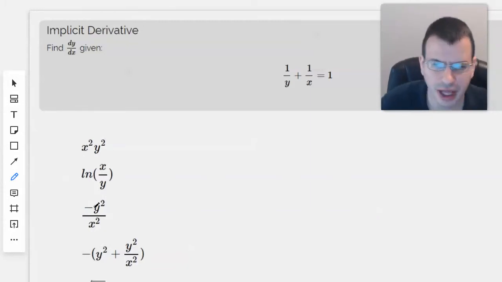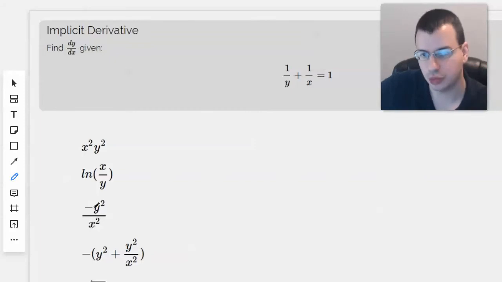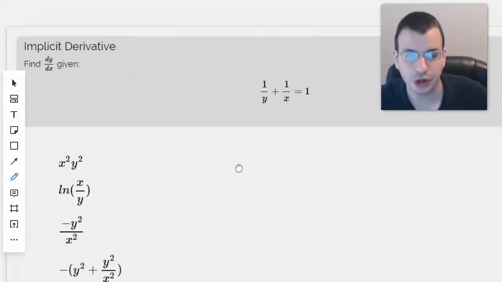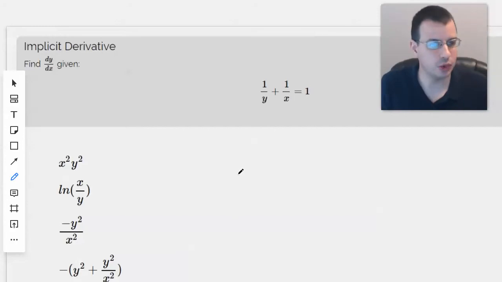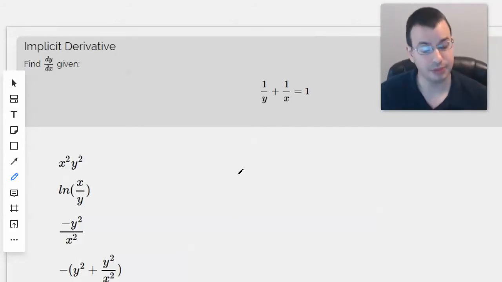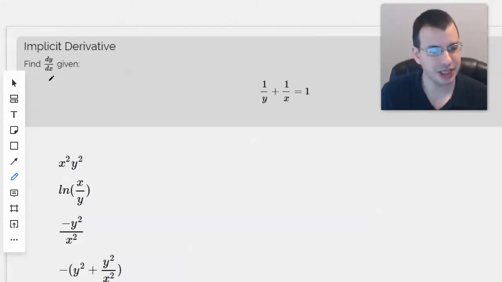Find dy dx given that y over x plus 1 over y plus 1 over x equals 1. Okay. So for this one, normally we're given f of x, which is basically y, equals something, and we're told to find f prime of x. Well, this time they ask for dy dx, which is similar to f prime of x, but since x and y are all on the same side, it's easier just to ask for dy dx.